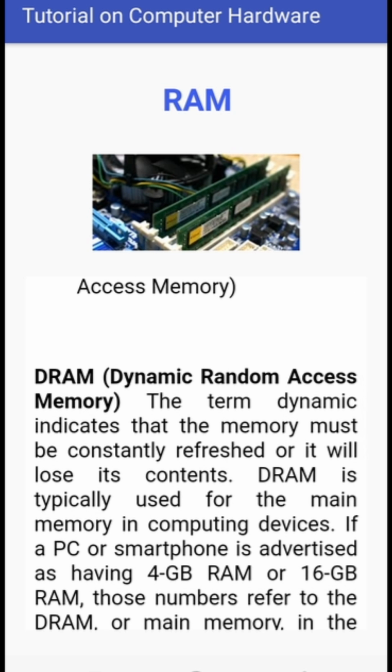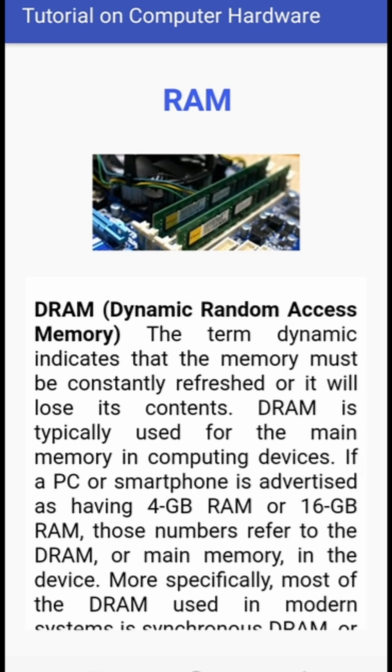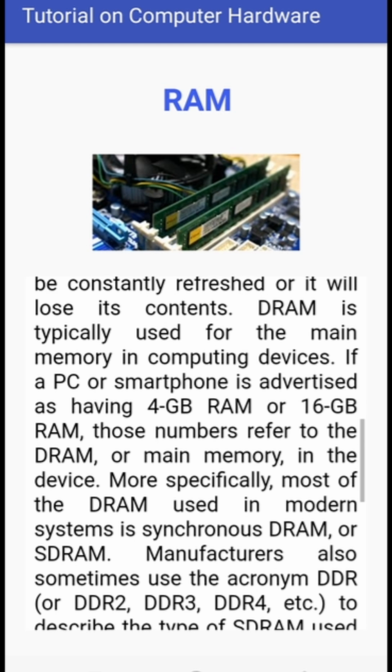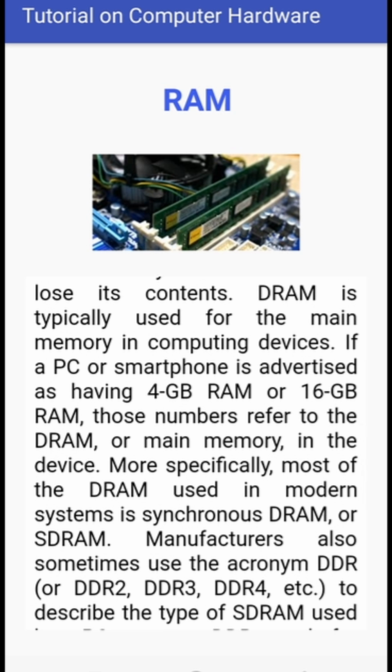DRAM, Dynamic Random Access Memory. The term dynamic indicates that memory must be constantly refreshed or it will lose its contents. DRAM is typically used for the main memory in computing devices. If a PC or smartphone is advertised as having 4 GB RAM or 6 GB RAM, those numbers refer to the DRAM or main memory in the device. More specifically, most of the DRAM used in modern systems is synchronous DRAM, or SDRAM.